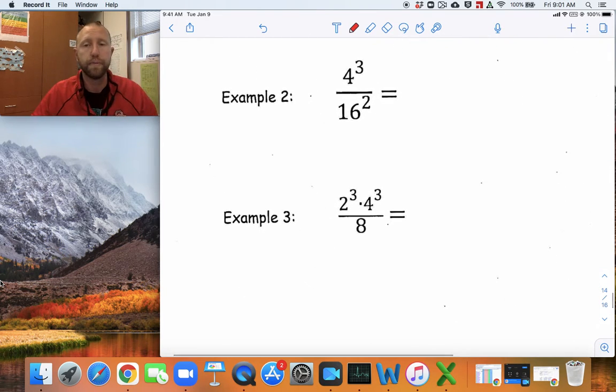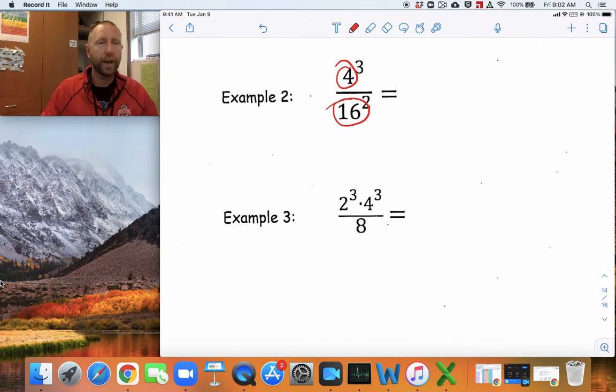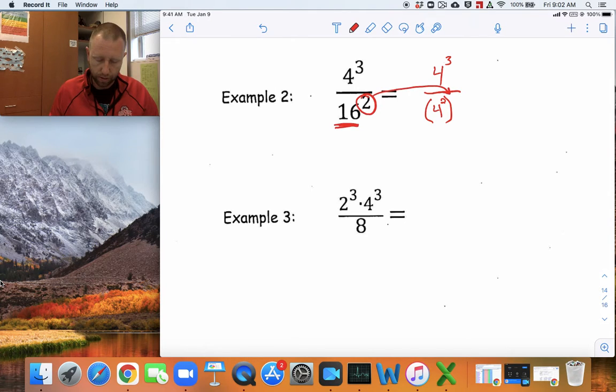For example number 2, same idea. These don't have the same base. I can't apply the quotient rule because they don't have the same base, right? But this top base is 4. This bottom base is 16. 4 squared equals 16. So really what I can do, let me erase those circles, I can keep the top one the same, keep it as a base of 4. I can rewrite 16, this base right here, as 4 squared, right? Now it still has to be raised to the power of 2, so I'm just going to put that 2 there. It still has to be raised to the power of 2, but I can rewrite 16 as 4 squared.